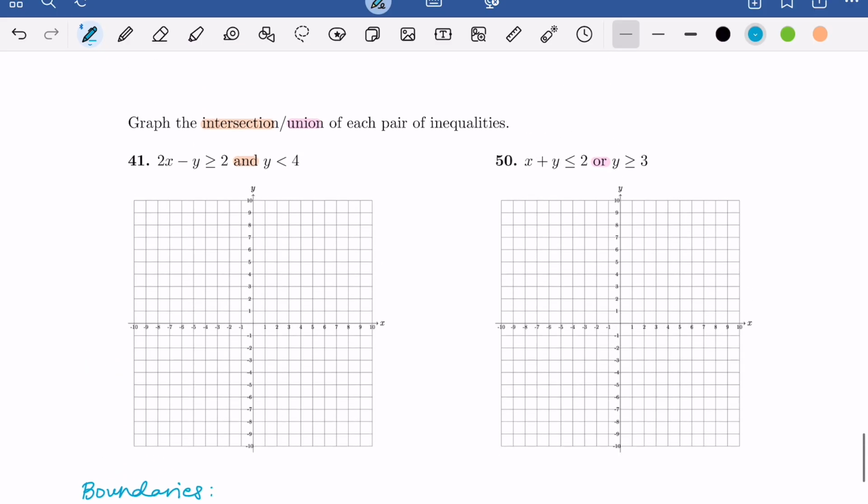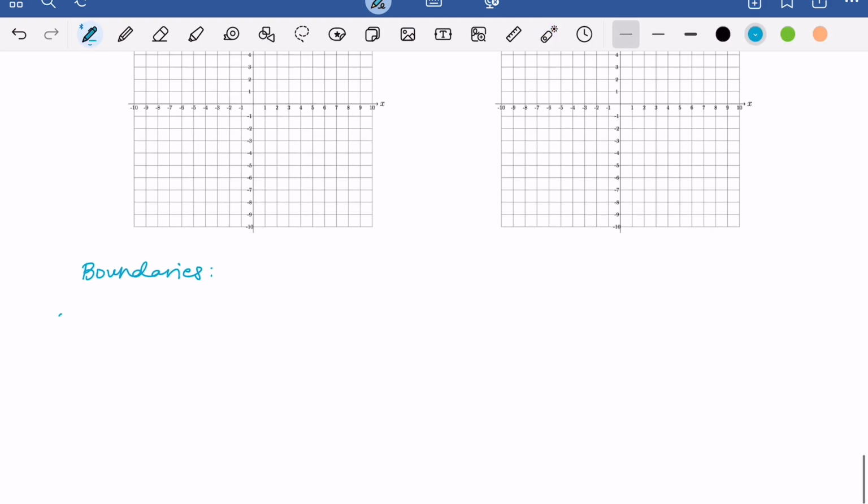All right, so our first boundary we know we're going to get just by changing this inequality symbol to an equal sign. So we're going to have 2x minus y is equal to 2. And so what we're going to do, just like we saw in the last two examples, is first write this in slope-intercept form so that we can easily graph this line.